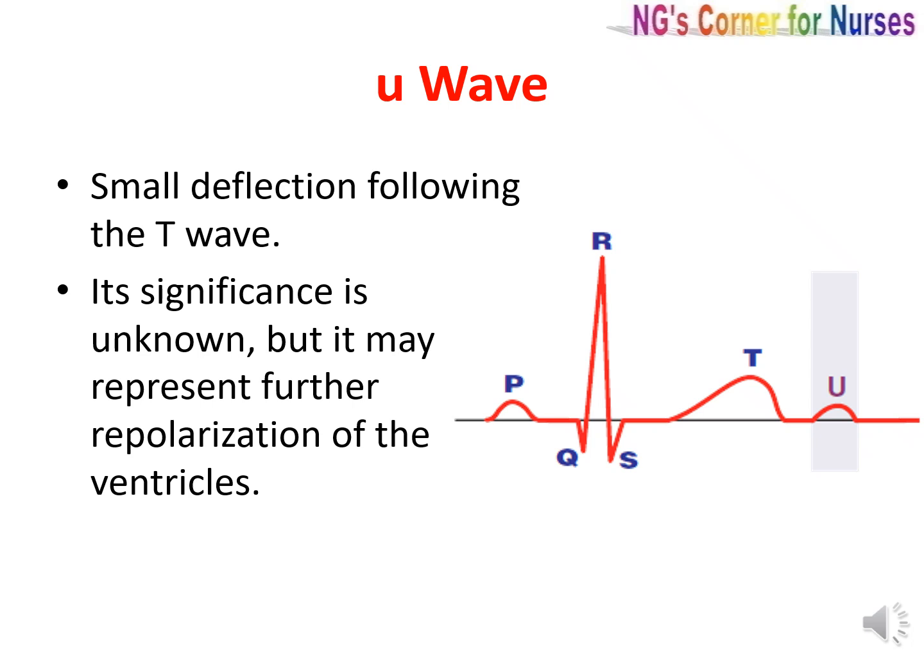U wave is a small deflection following the T wave. Its significance is unknown, but it may represent further repolarization of the ventricles. The U wave is usually observed in the chest leads, and it may be upright in patients with hypokalemia or inverted in patients with ischemia or left ventricular hypertrophy.